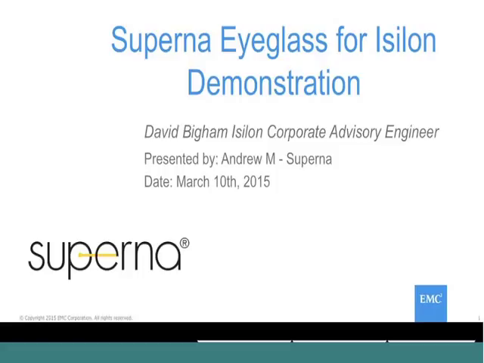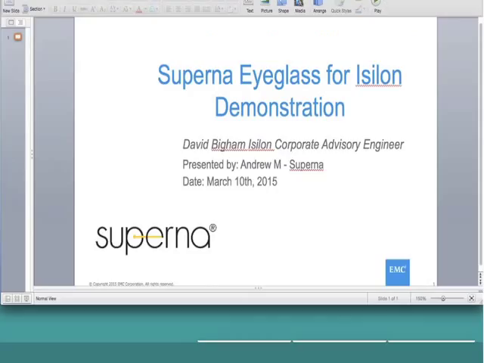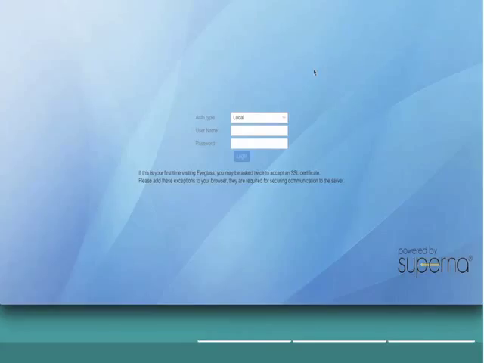Okay, great. Thanks very much. So I'll probably just jump right to it. I'll get rid of the PowerPoint slide. So I'm going to walk you through the A to Z of setting up Eyeglass for Isilon for SyncIQ configuration replication, and I'll talk to some of the other highlights of the product as we go through it.